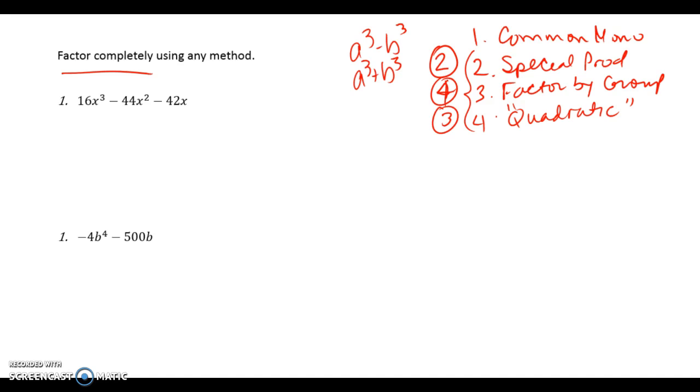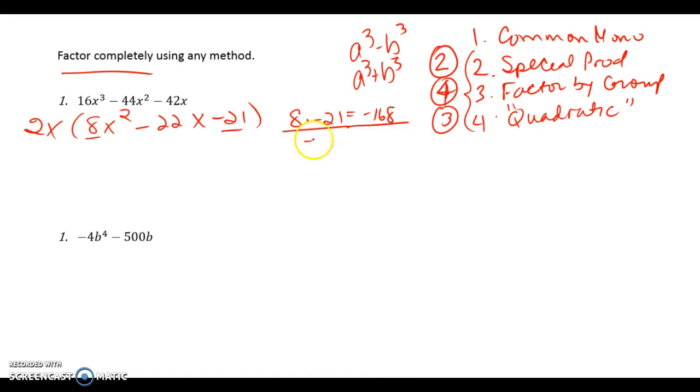All right. Here, I'm going to use number 1. I should have a common monomial I can pull out. Happens to be 2x, and I'm left with 8x squared minus 22x minus 21. All right, well, let's use our tools from chapter 4. Multiply 8 times negative 21 and see what factors, in this case of 168, add up to that negative 22.